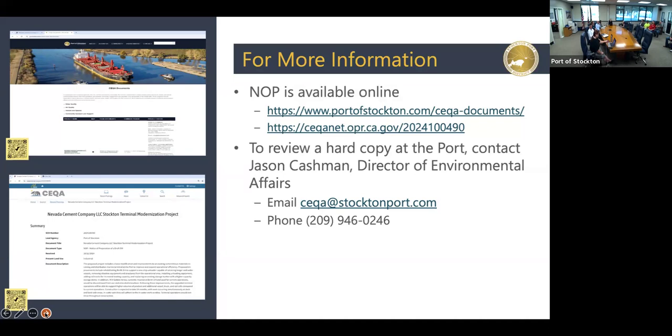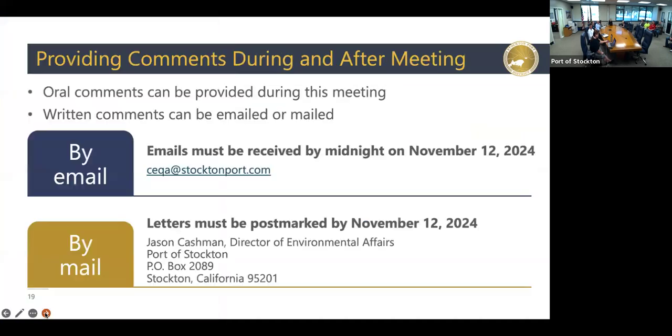If you're not able to access the document online, you can also arrange to review a copy from the port by contacting Jason Cashman through the email or phone number shown on the screen or in the notice of preparation on the website. We appreciate your help making sure we have a thorough environmental review process.